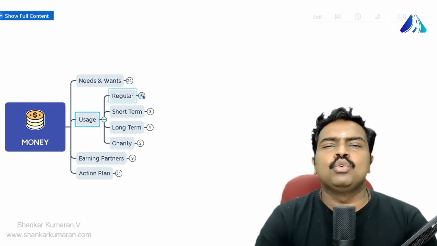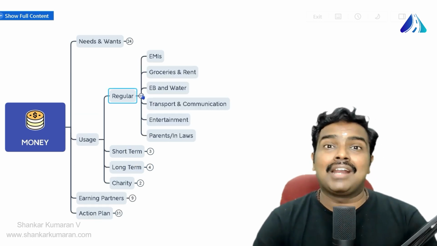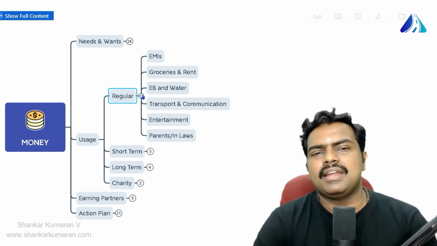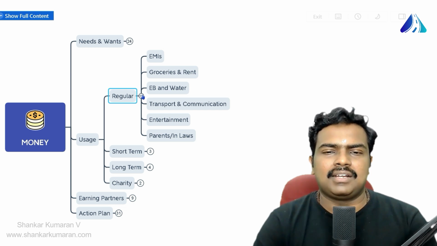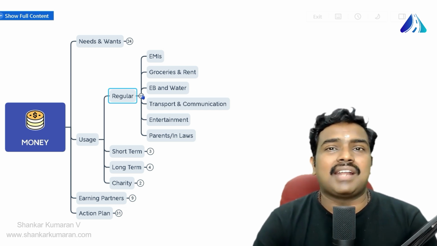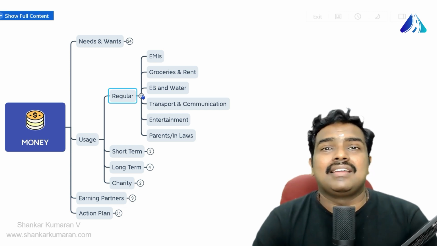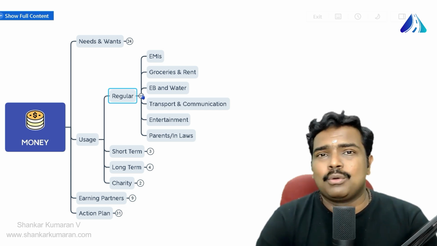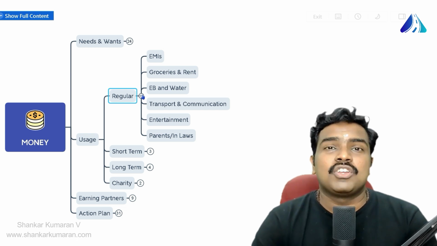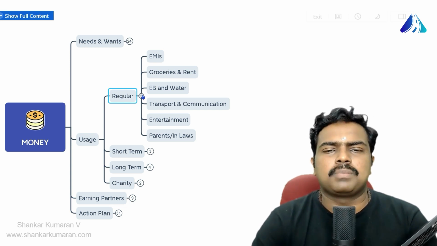What are all the different usages we can do with money on a regular basis? Regular basis, what I mean is monthly expenses, right? So monthly EMIs, groceries, house rent if you have, EB or water, transport, vehicle or petrol charges, and communication, internet, cell phone recharge, entertainment, a monthly once movie, or weekly once, or hotel, or whatever it is, travel to your relatives' place, etc., or spending money on your parents or in-laws.